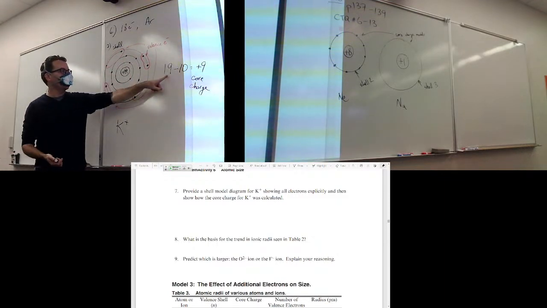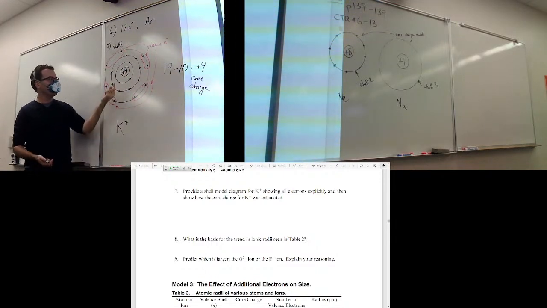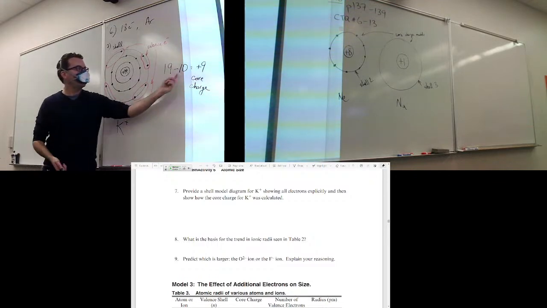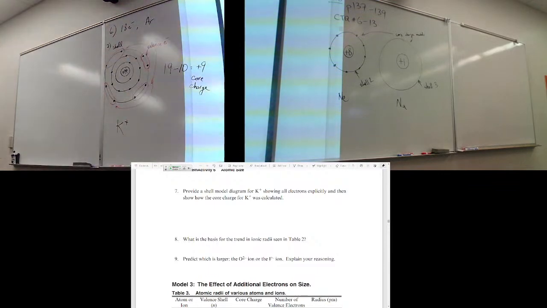So when I calculate the core charge, it's 19 protons minus the inner electrons. So just these 2 and these 8 together from shell 1 and 2. So 10 electrons. Those are inner electrons only. So 19 minus 10 is a plus 9 core charge. That's how they get that number, that really large core charge.